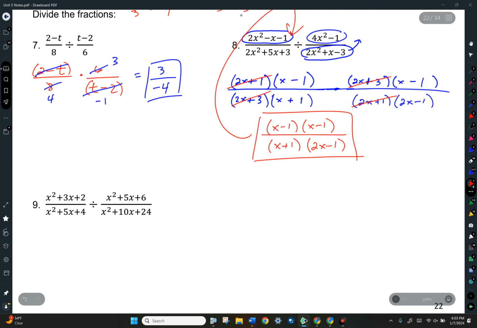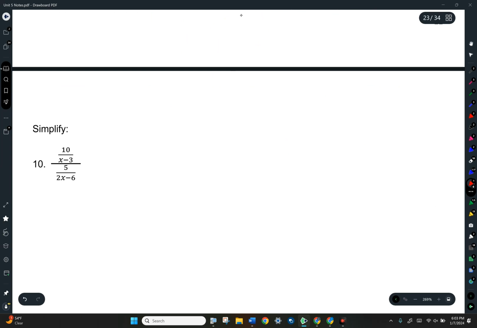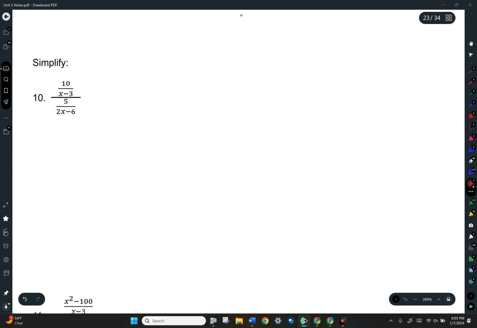Really, number 9 is going to be the same as number 8, where you're going to go in and factor all 4 of those, flip over the second fraction. So that's going to be just like number 8. So let's go to the next type. We're going to simplify these complex fractions. Notice you have a fraction over a fraction.